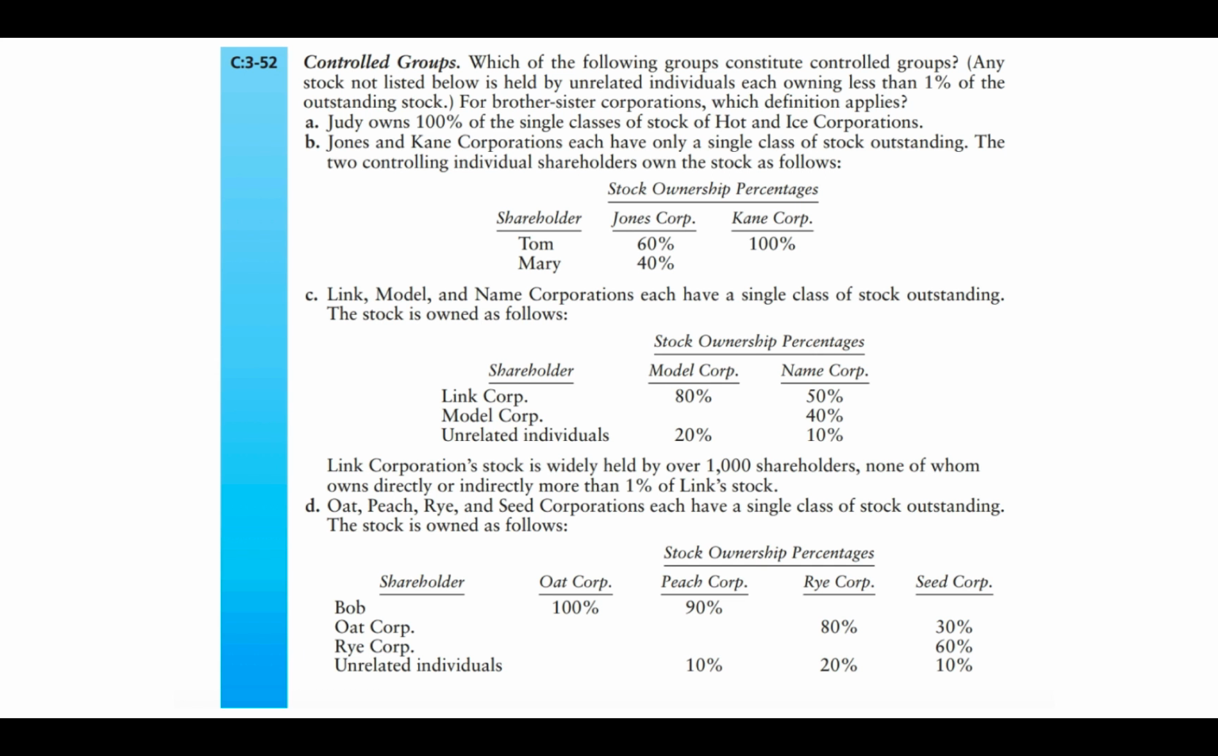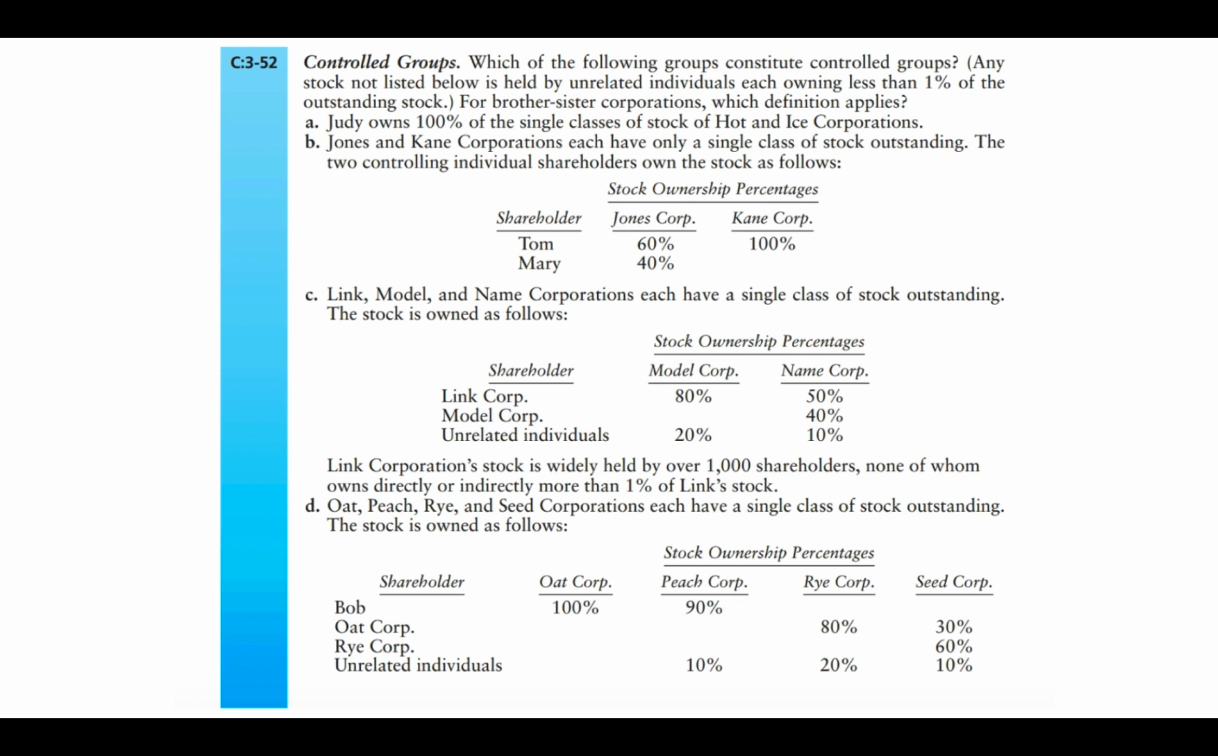All right, now we're going to look at exercise 3-52. This is in your book. It's control groups. Which of the following groups constitute controlled groups? Any stock not listed below is held by unrelated individuals, each owning less than 1% of the outstanding stock. For brother-sister corporations, which definition applies?